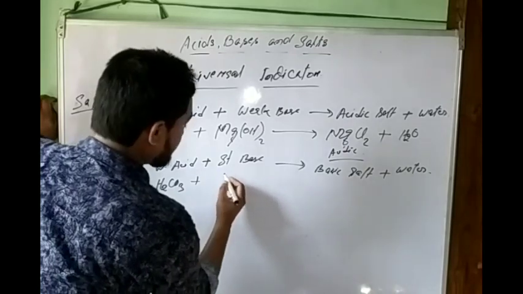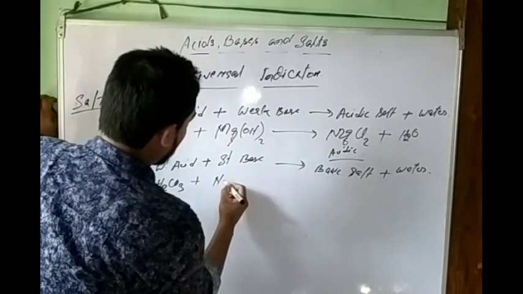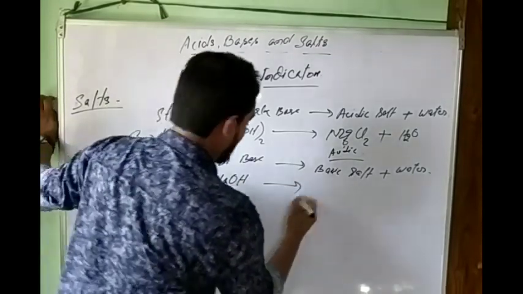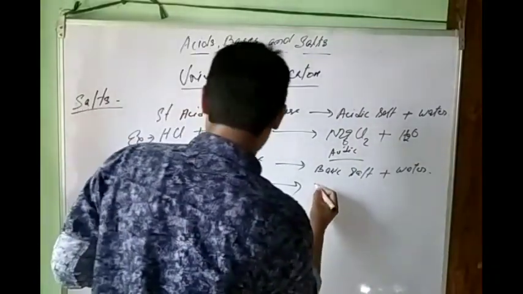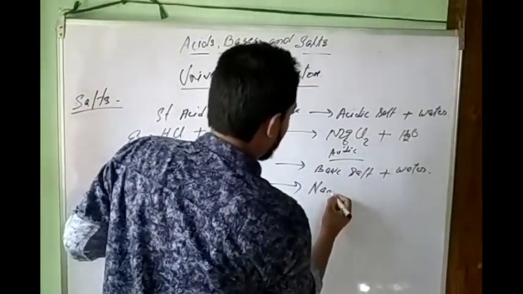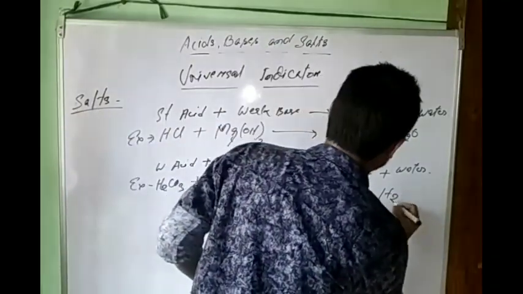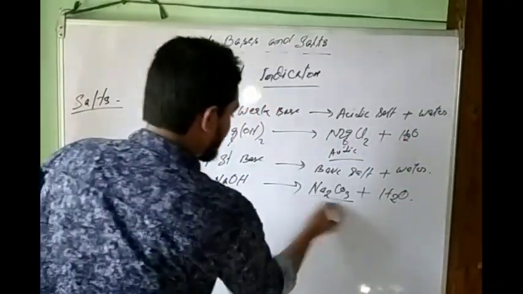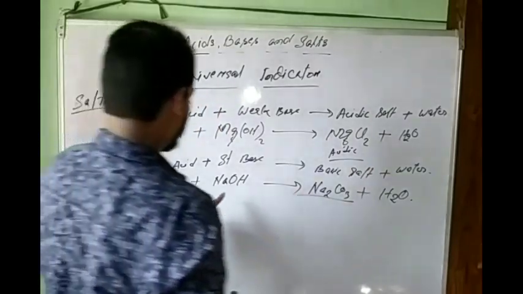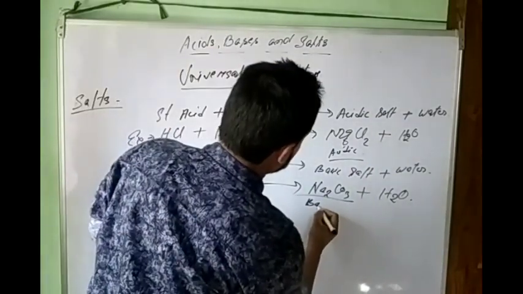As a strong base we can choose sodium hydroxide. When these two react together, it will form Na2CO3, that means sodium carbonate, and water is common. The nature of this will be basic in nature.